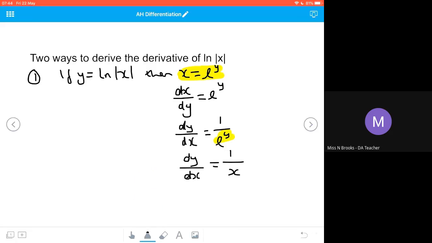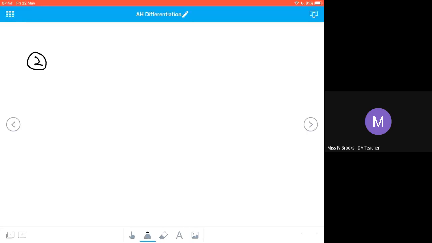The second way to derive this function is to start with that inverse relationship. So we're going to start with e to the power of ln x equals x. Now we want to differentiate both sides of our equation. So we're going to say that the derivative of e to the ln x with respect to x equals the derivative of x with respect to x.